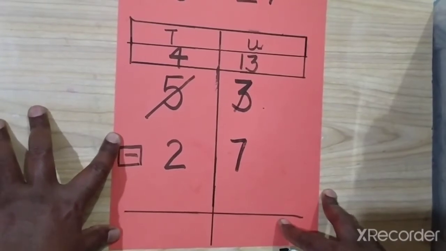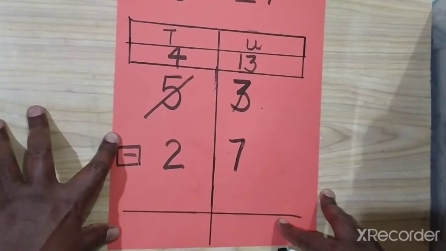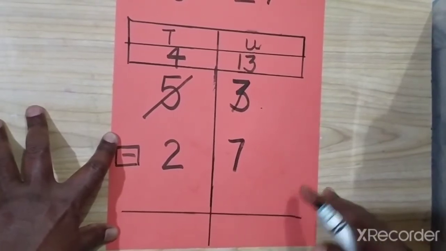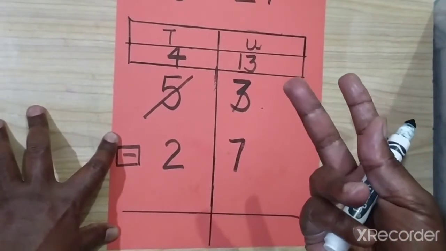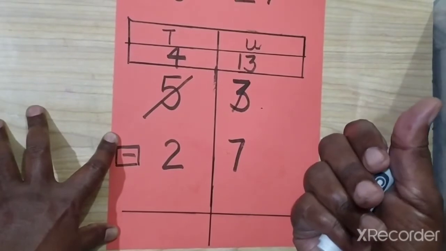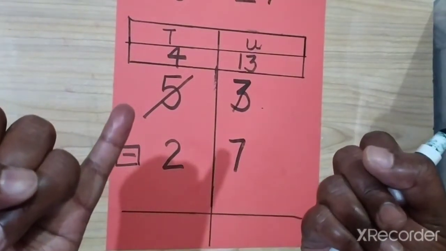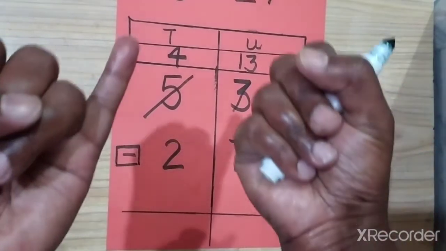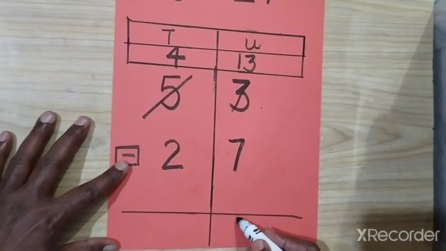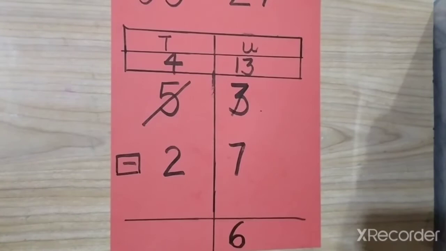So let's start. We start with 13. We don't take 13. Okay, start from 12. 12, 11, 10, 9, 8, 7. I have reached 7. I stop. How many fingers are there? 6. So I write 13 minus 7 is 6.